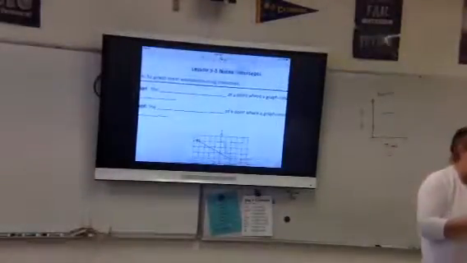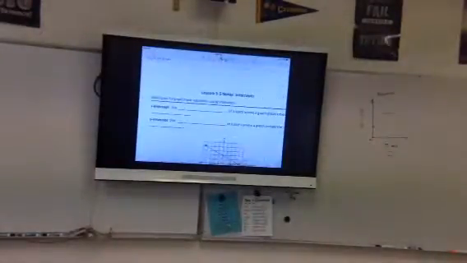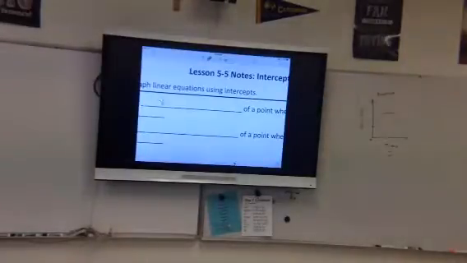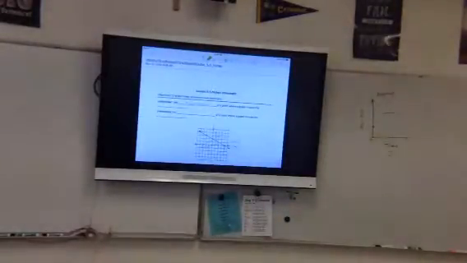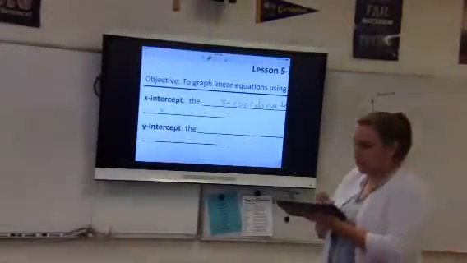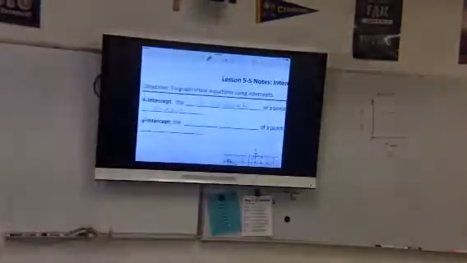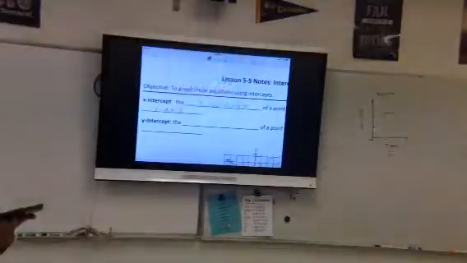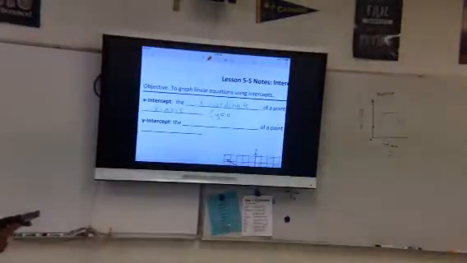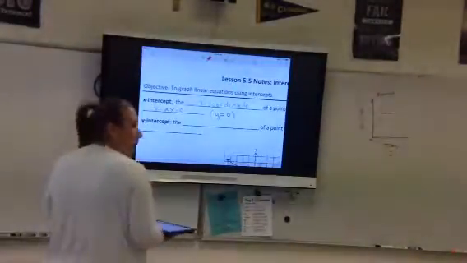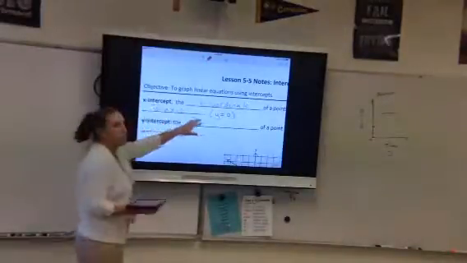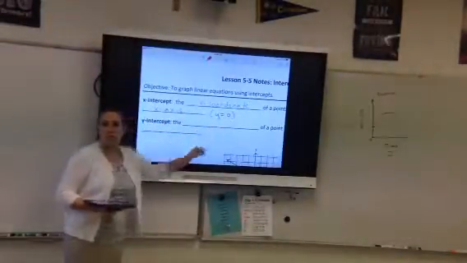So coming back up here, the x-intercept is the x-coordinate of a point where a graph crosses the x-axis. And you might want to put off to the side, y will always be 0. That is a rule. That's going to happen every time, no matter what, for the x-intercept. Y is always going to be equal to 0.